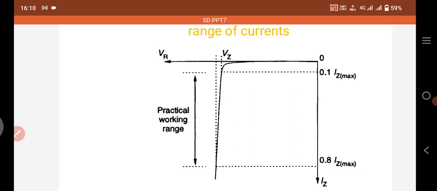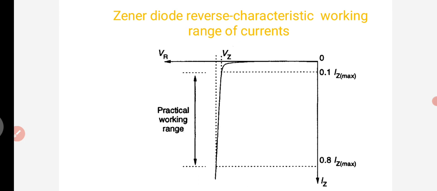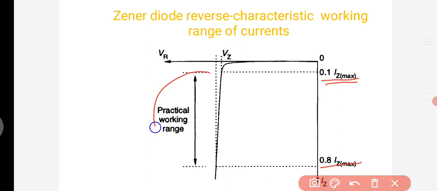So the practical working range of this Zener diode is from Iz minimum to Iz maximum. This is the practical working voltage range of this Zener diode in reverse bias condition. That means after the breakdown voltage, we can utilize the Zener diode as a voltage regulator.